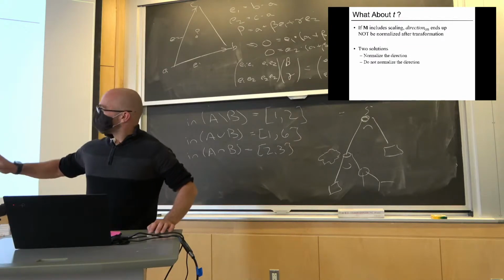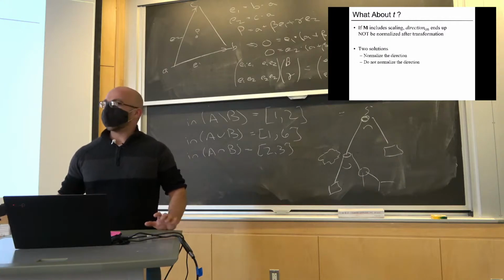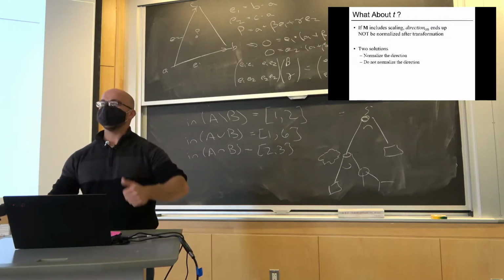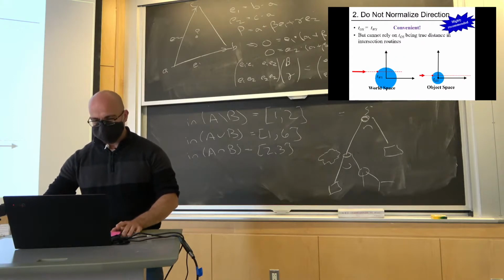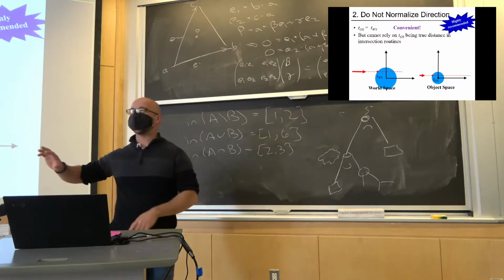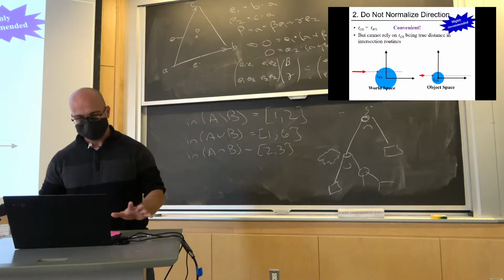The most common solution here would be to just write code that can deal with non-unit vectors for the direction of a ray, and that's perfectly fine. So the slides go through this, but really you should just use solution number 2 and make your code right from the beginning.